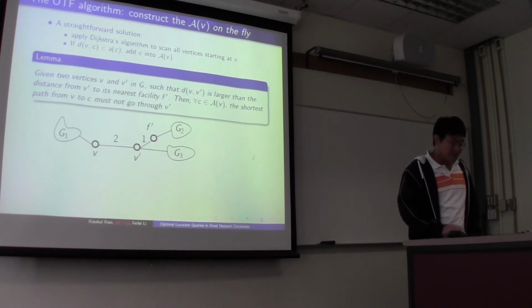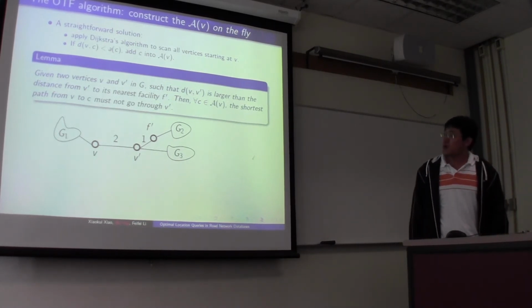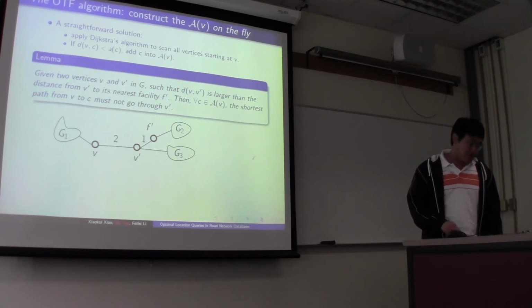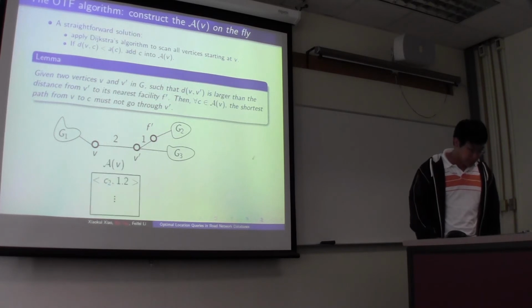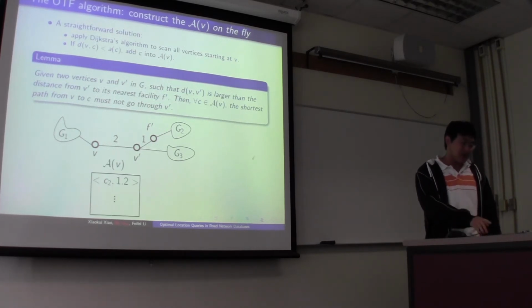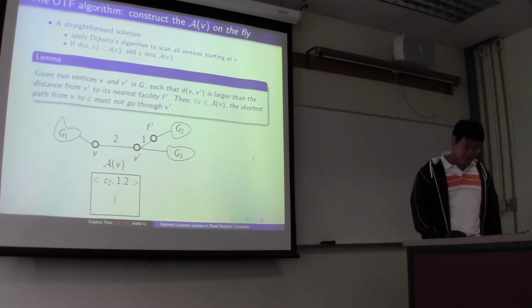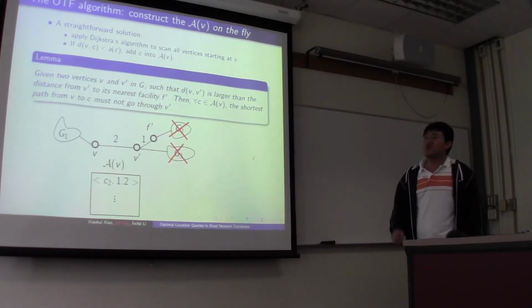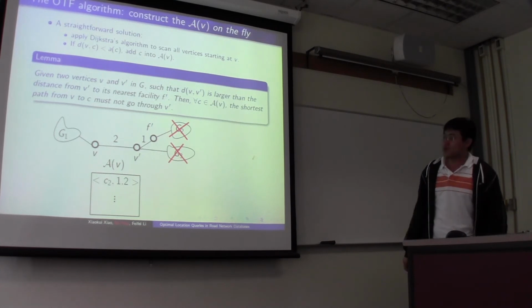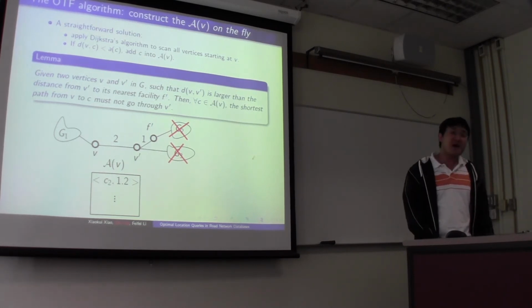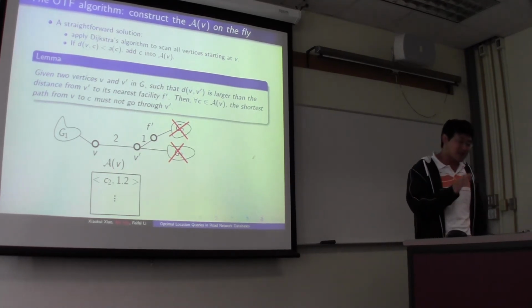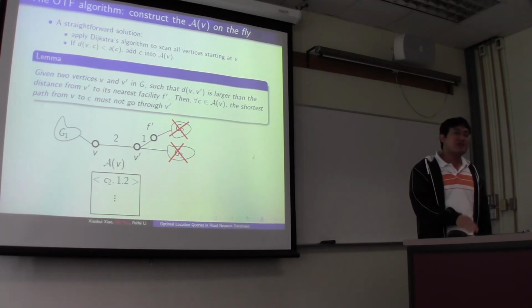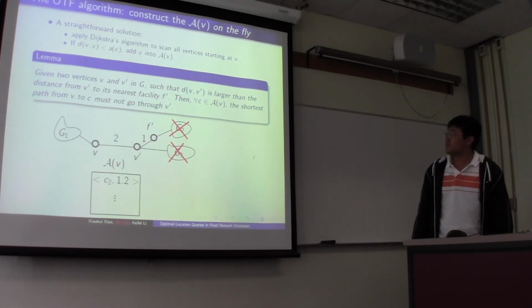So what does this lemma mean? Suppose we have such a road network which consists of three subgraphs, G1, G2, and G3, connected like this. Suppose we want to calculate the attraction set for V. Then the lemma claims that we don't need to look into the subgraphs G2 and G3. Why? Because any path from V to a client in the subgraphs G2 and G3 must go through V prime and be attracted by F prime. So we can ignore them altogether.